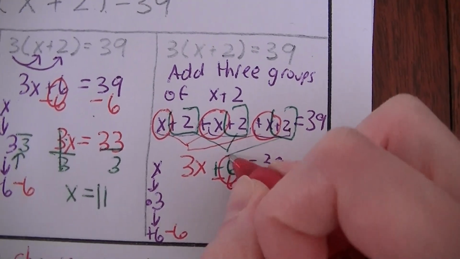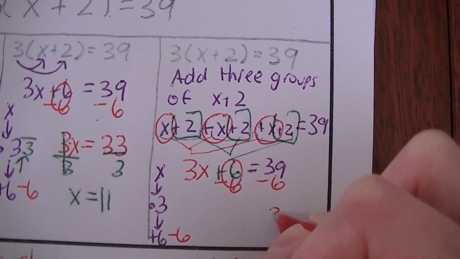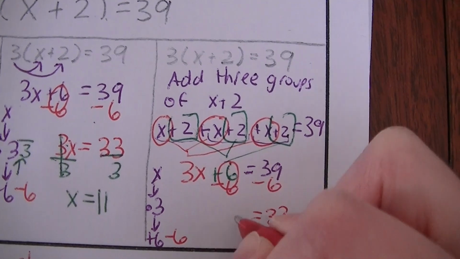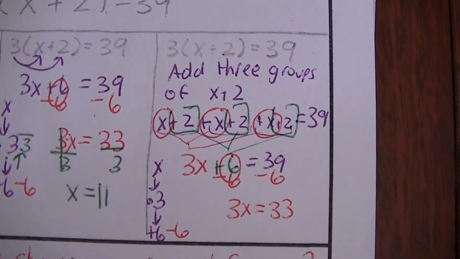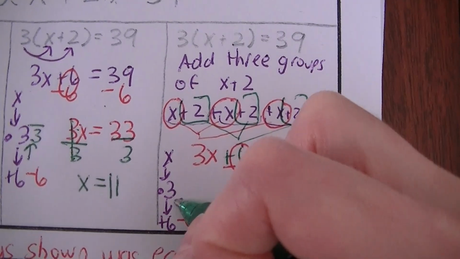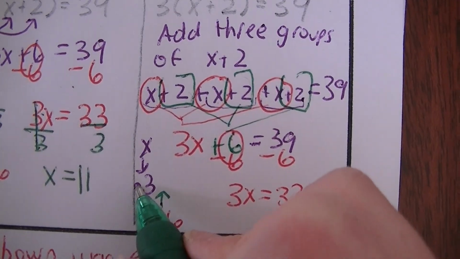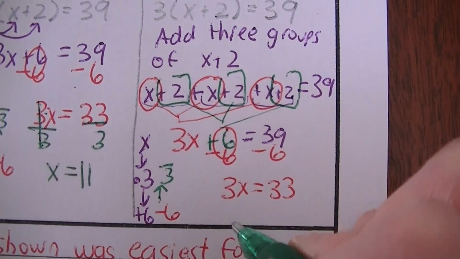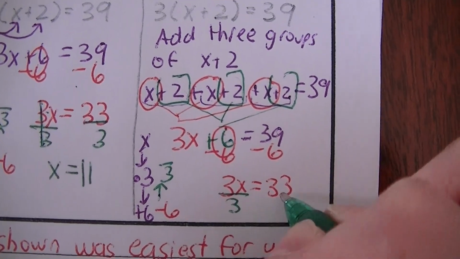6 take away 6 is 0. 39 take away 6 is 33. Then bring down your 3x and, of course, your equal sign. Go ahead and move on back up this little thing here. And the inverse operation of times 3 is to divide by 3. So you're going to divide both sides by 3.